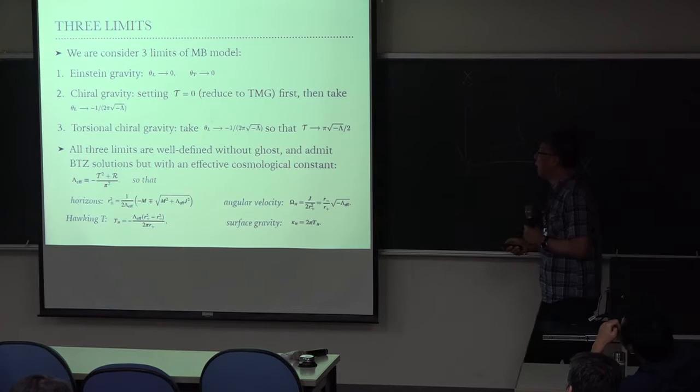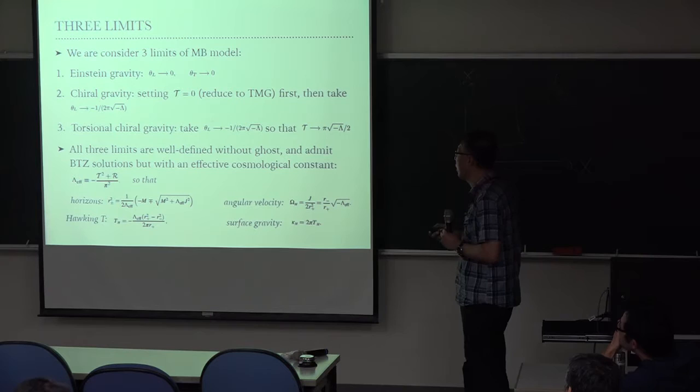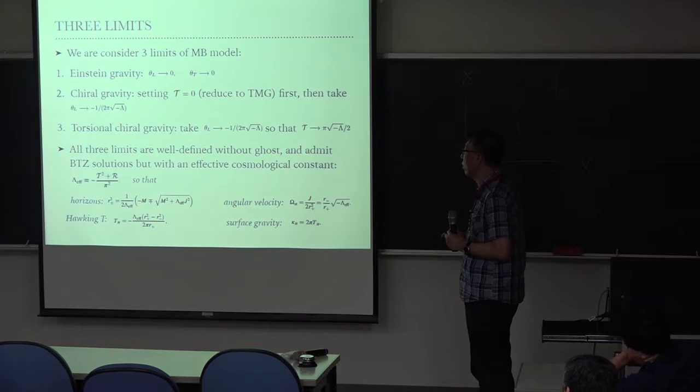For this model, it's a very general model, but we only consider three limits. One is Einstein gravity. Simply, we just turn off these two parameters and go back to Einstein gravity. The other one is an interesting one, called chiral gravity. Because most of the models contain ghosts, we only consider three limits which don't contain ghosts. So chiral gravity is one of them.